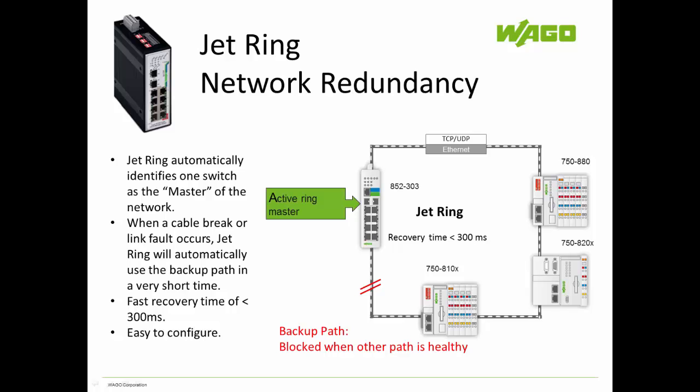Jet Ring automatically identifies one switch as the master of the network. When a cable break or a link fault occurs, Jet Ring will automatically use the backup path in a very short period of time. It has a fast recovery time of less than 300 milliseconds, and it's very easy to configure, as you will see in the web-based management tool in just a minute.